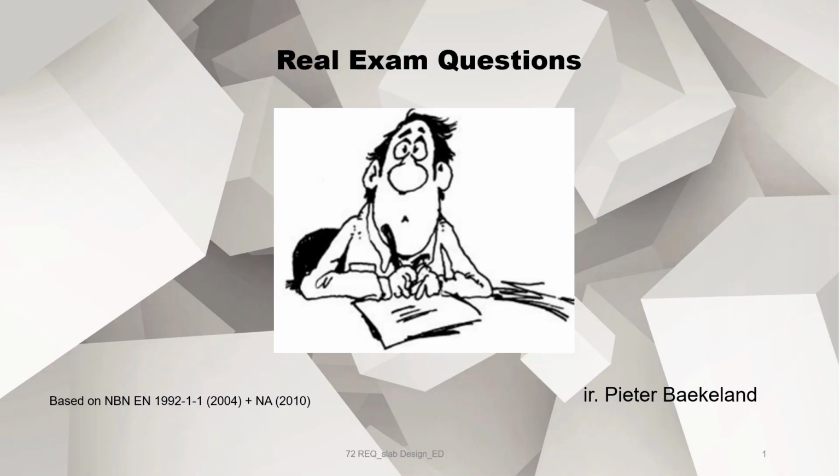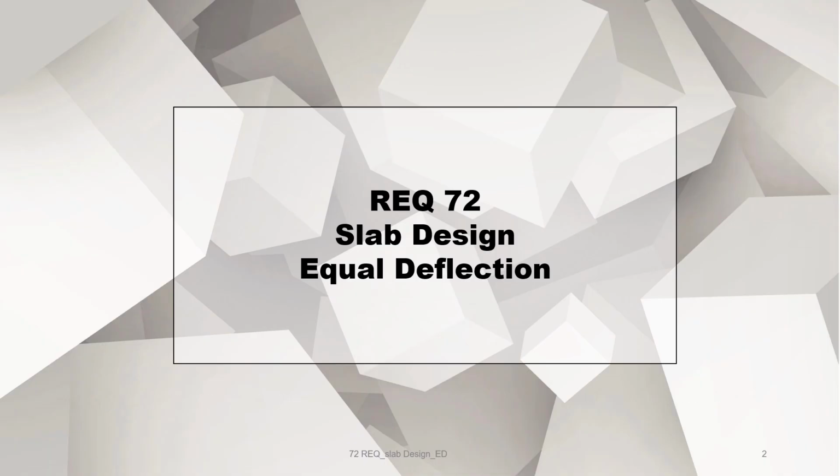Real exam questions. This is question 72. It's about slab design with the method of equal deflection.